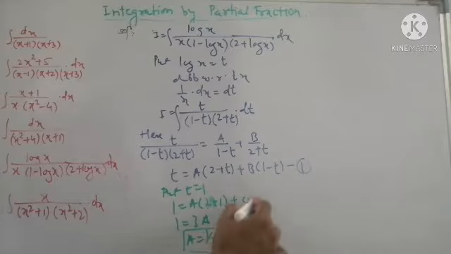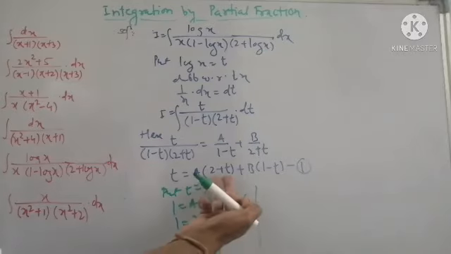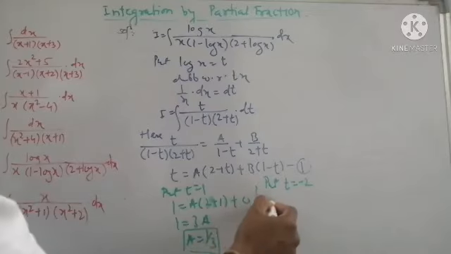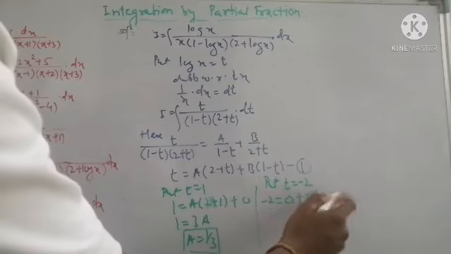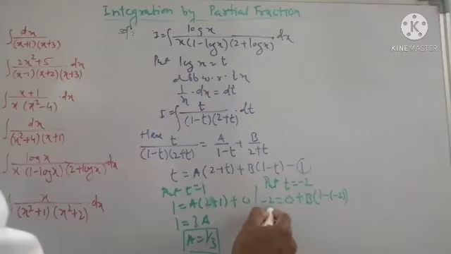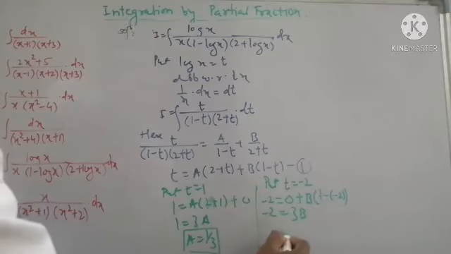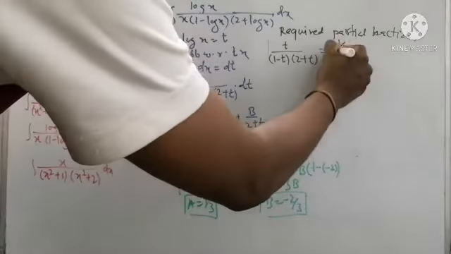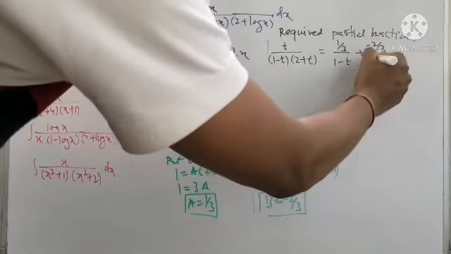Now similarly we take the value of t so that the term of A is eliminated. Taking the value of t as minus 2, put t is equal to minus 2. On the left hand side we get minus 2, and the term of A will become 0. So in the term of B, in the bracket, 1 minus 2... so minus 2 is equal to B into (1 plus 2), that is 3B, so B is minus 2 upon 3. So the required fraction is A, that is 1 by 3, divided by the first linear factor 1 minus t, plus the constant B, that is minus 2 by 3, divided by the second linear factor 2 plus t.